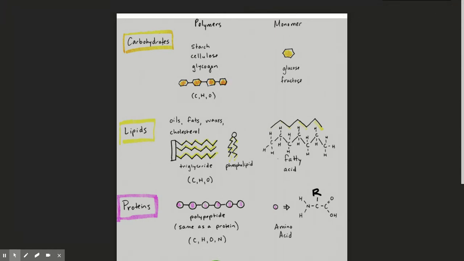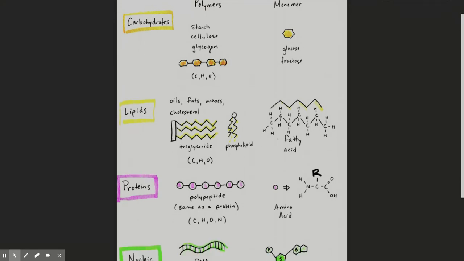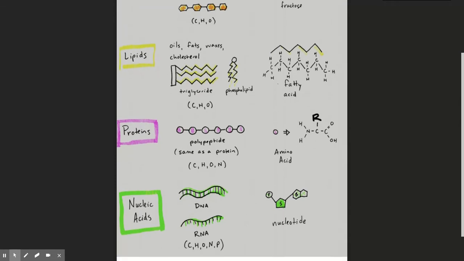And generally speaking, we have these ring-shaped structures representing the individual pieces, or the monomers, that make up the polymers, starch, cellulose, and glycogen. And those monomers for carbohydrates are monosaccharides, glucose or fructose. And carbohydrates are primarily made of carbon, hydrogen, and oxygen. That is what the C, H, and O stands for.